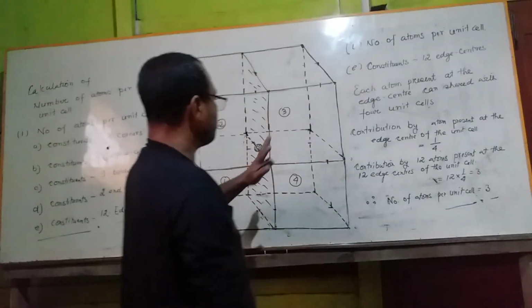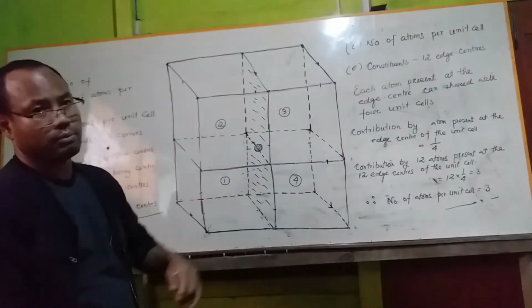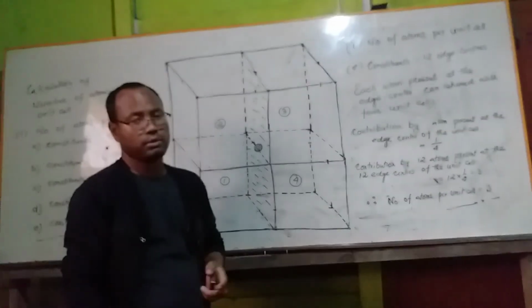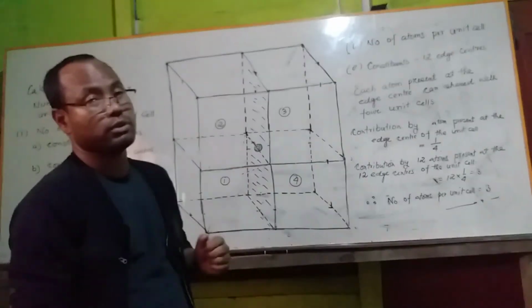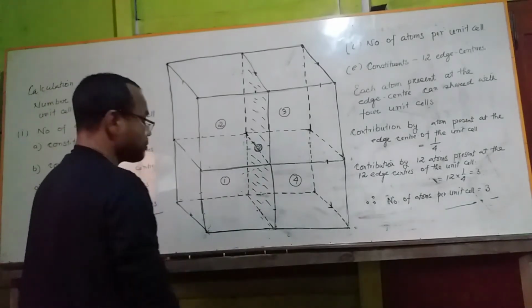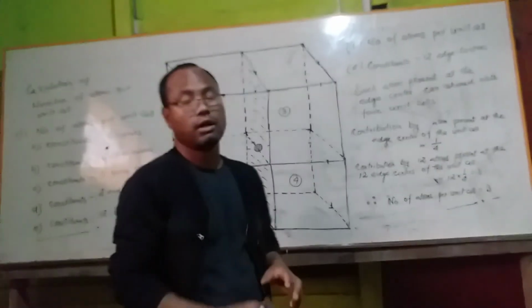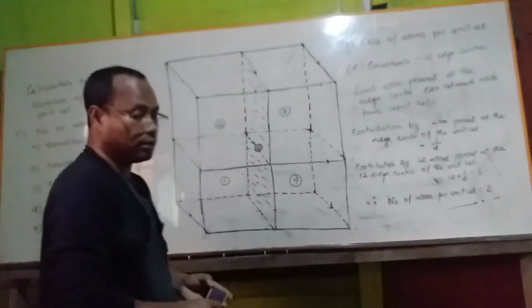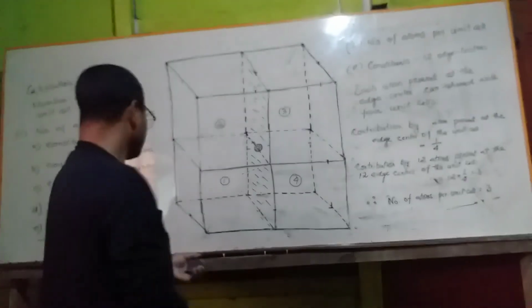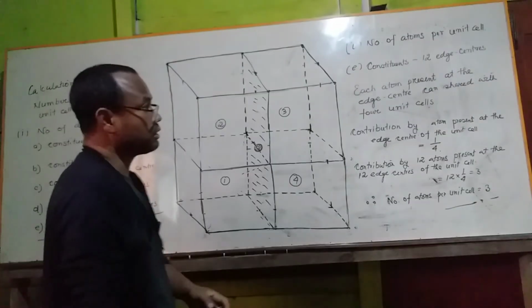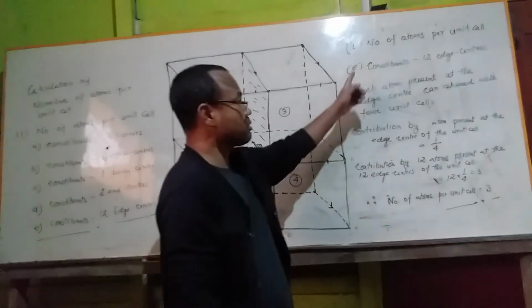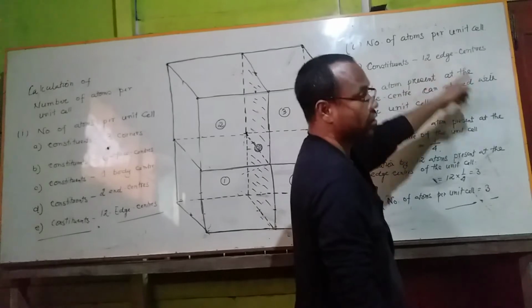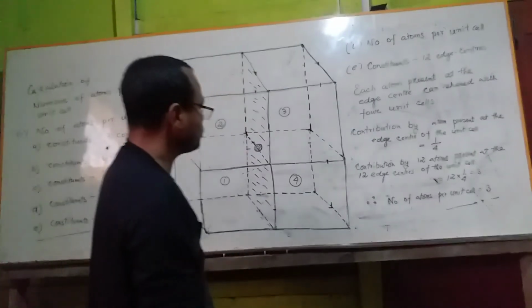Remember, when we discussed the types of the unit cell, there are only 4 types of the unit cell. So this last part is not included in our types of the unit cell. Don't forget. Only for our case, for another purpose, we need to calculate the number of atoms per unit cell where the constituents are present at the 12 A centers. See here, I show you.